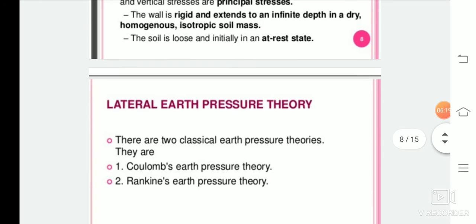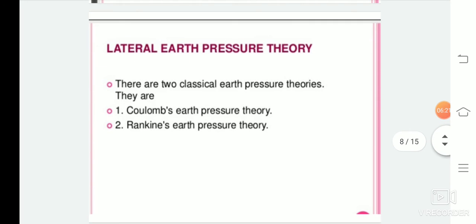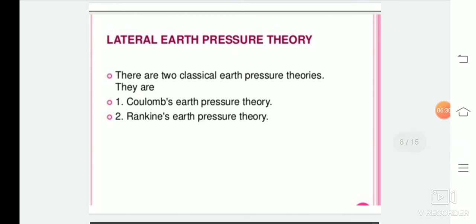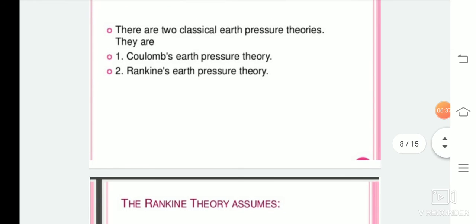This earth pressure theory has been developed in two main branches. The two theories that predominate for presenting earth pressure were given by Rankine and Coulomb. So there are two earth pressure theories: one is the Rankine earth pressure theory and the other one is the Coulomb earth pressure theory.